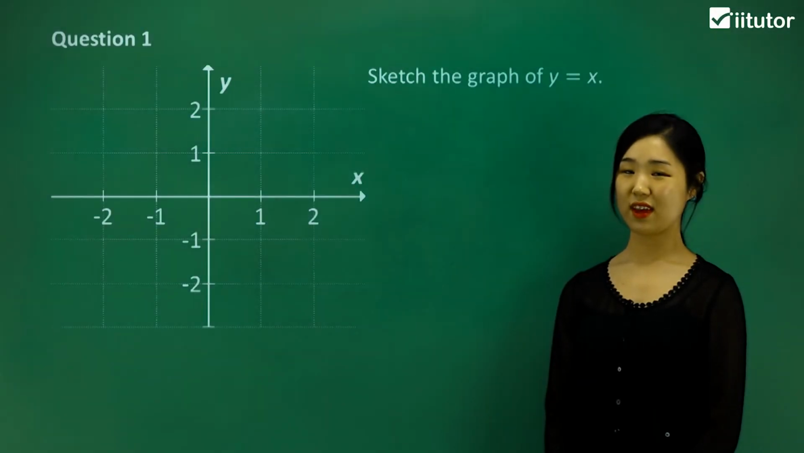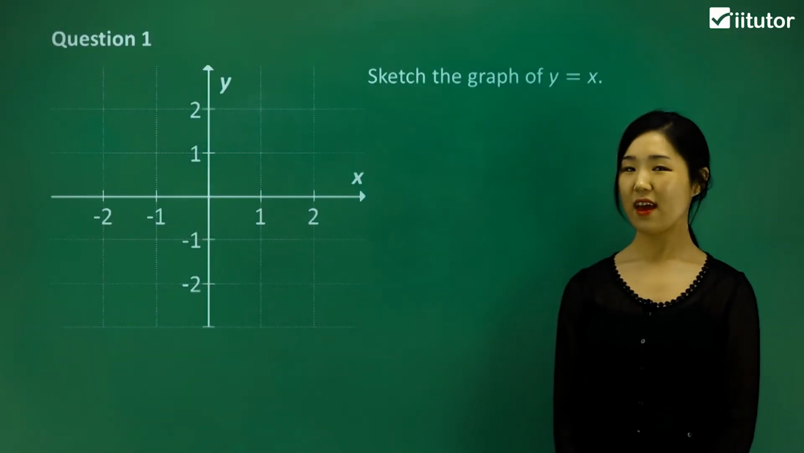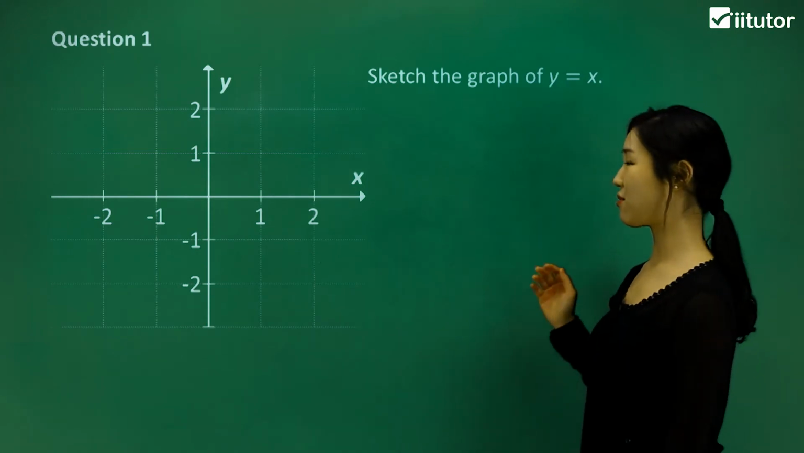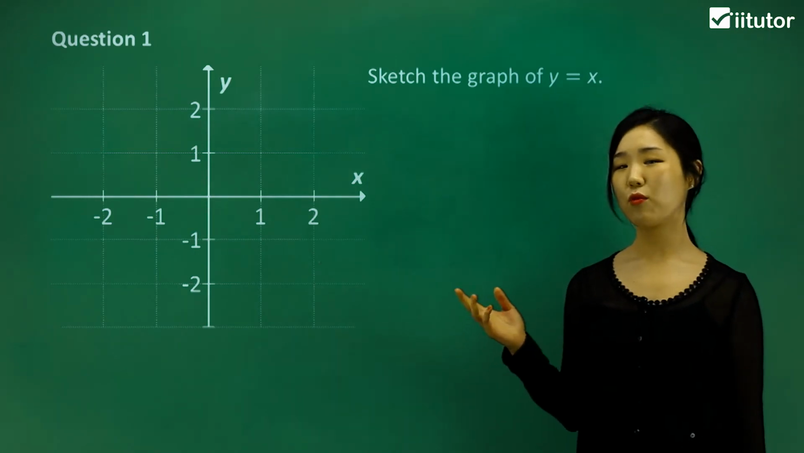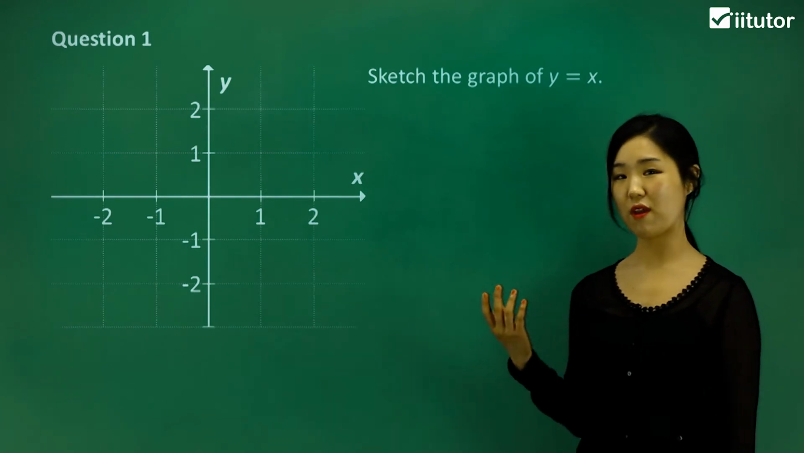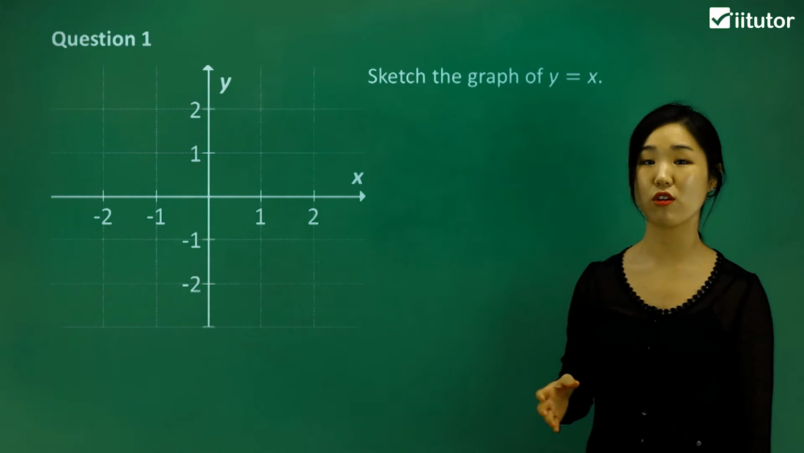We're going to be graphing linear equations using gradients. Now if you have a look, guys, I'm going to go straight into question 1. It says sketch the graph of y equals x. Now remember, when we're trying to find the x and y intercepts, we sub in x equals 0 to find y, and we sub in y equals 0 to find x.